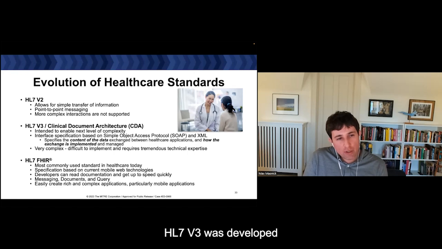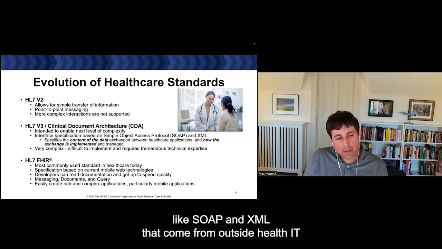HL7 V3 was developed as a way to extend interoperability from V2 to allow for a lot more complexity. It also used some standard technologies like SOAP and XML that come from outside health IT.